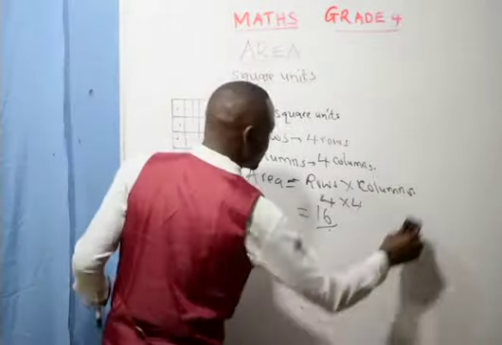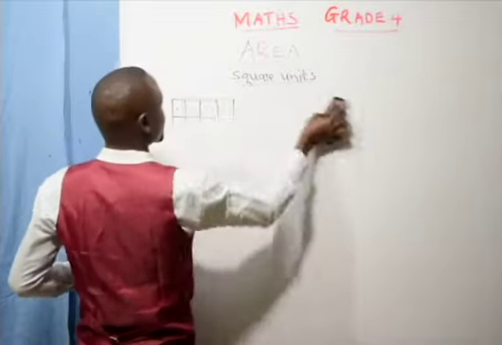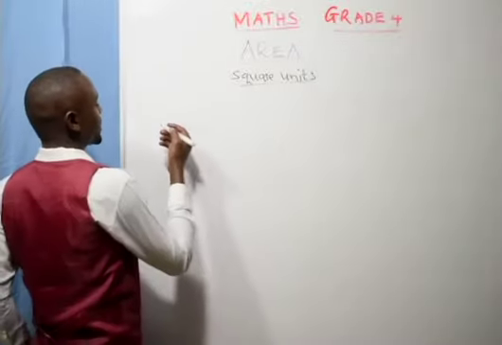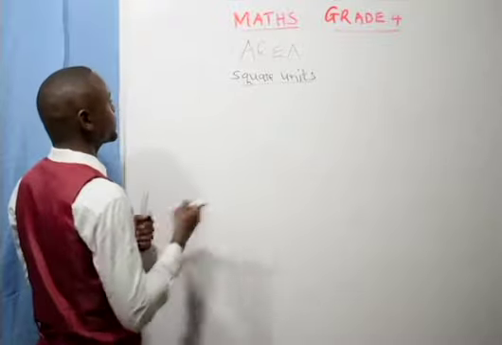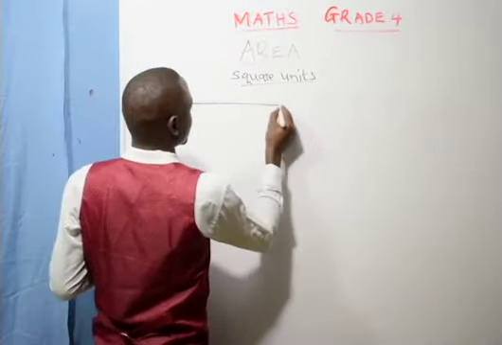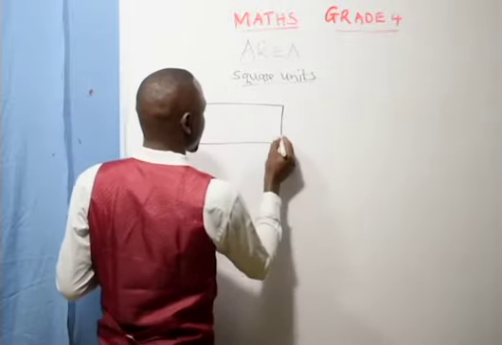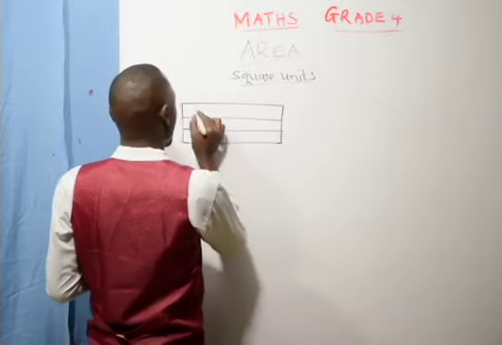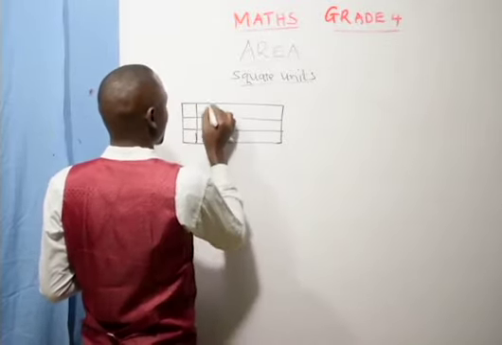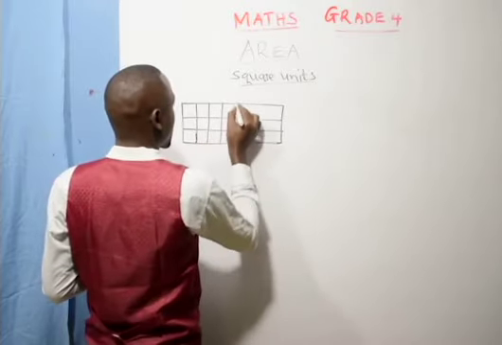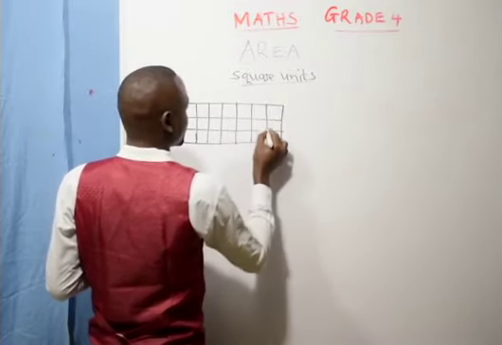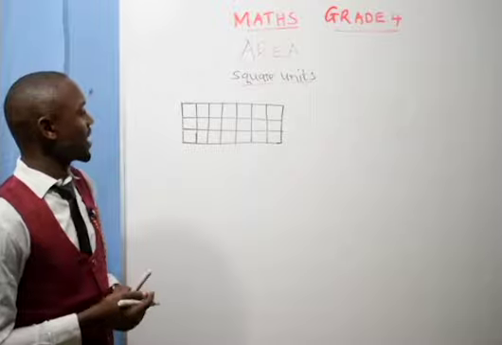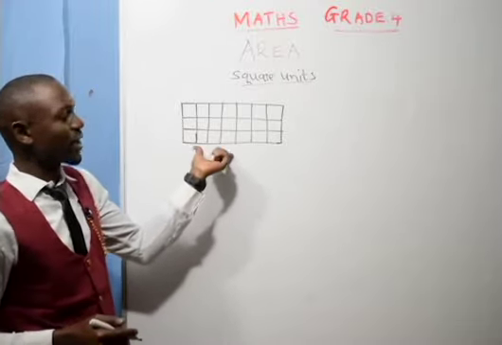Let's look at another figure, working out area in square units. So we are working out the area of this figure in square units. How many small squares are in this figure?